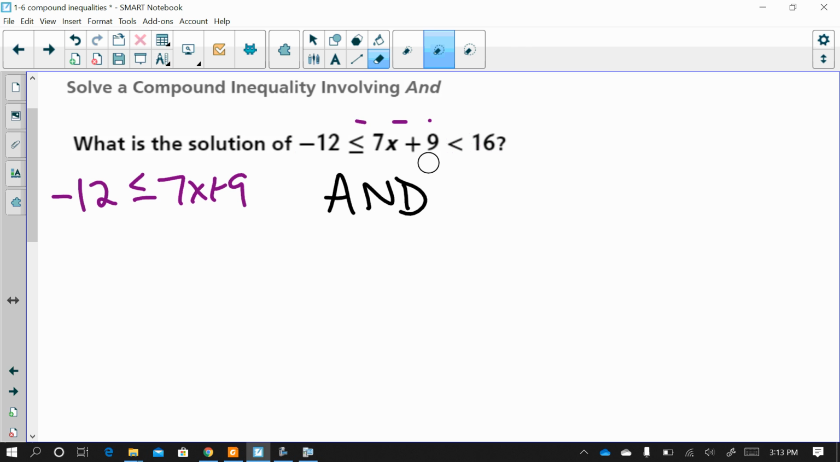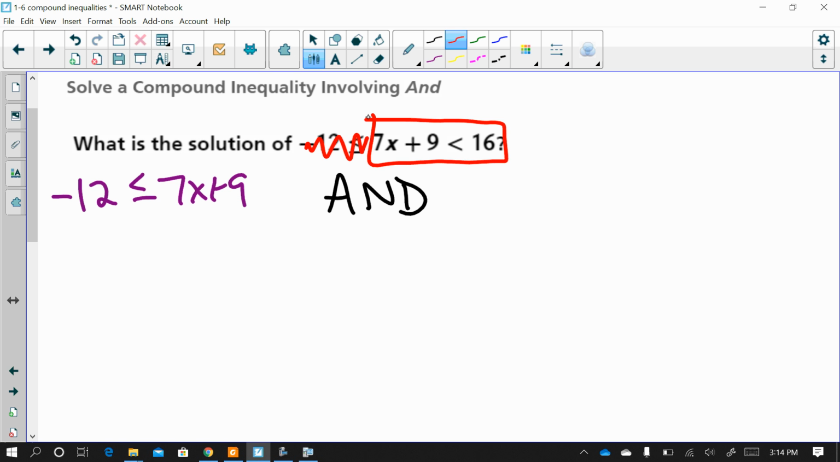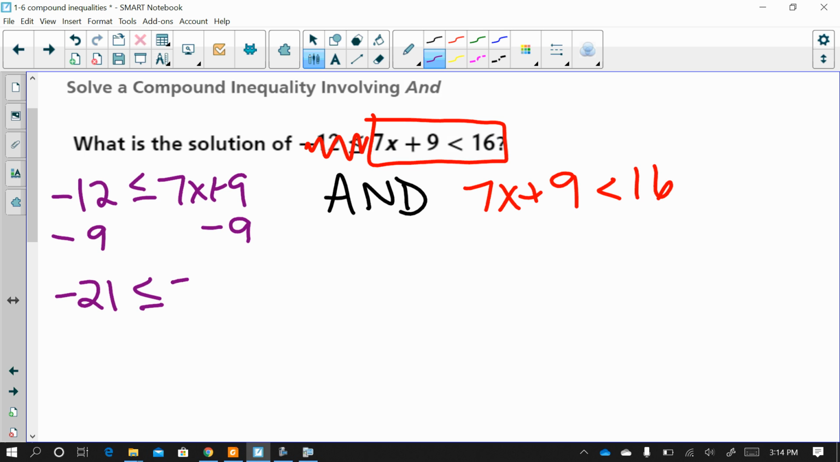Okay, so to get my second problem, I'm going to do the same kind of thing, but this time I'm going to get rid of the first sign. That's not what I want. I want what's left on the right. So 7x plus 9 less than 16. And from here, it's just like solving a normal inequality. Subtract the 9 from both sides. Okay, divide by that 7. Negative 3 is less than or equal to x. Solve this guy. We're going to subtract that 9.